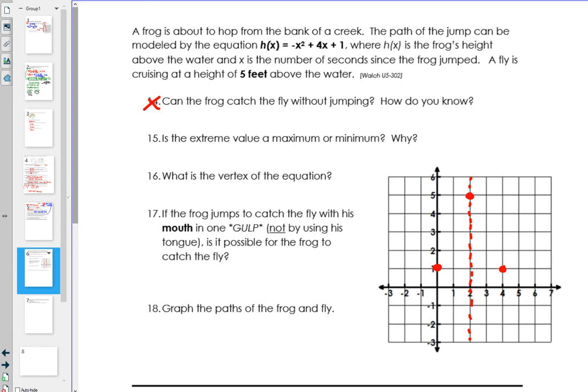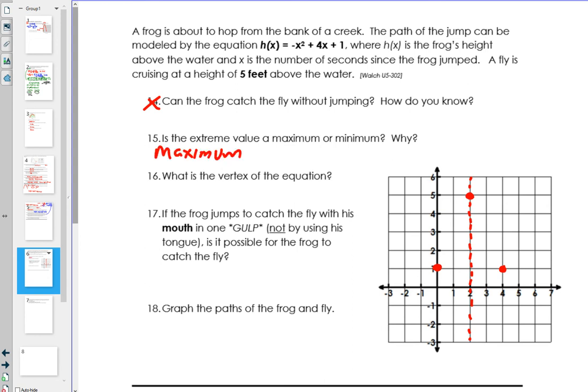What is the extreme value, a maximum or minimum? How high does the frog get? When they don't tell you the x or the y, if they use maximum or minimum, they're talking about the y. They're talking about the k. So how high did it get? Oh, actually, no, I'm sorry, I read it wrong. It's asking, is it a maximum or minimum? It's not asking what the value is. It's just asking, is it a max or a min? Yeah, it's a max.